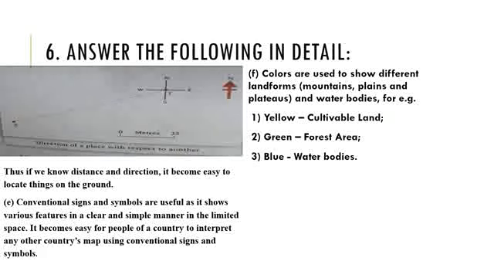E part. Why are conventional signs useful? Conventional signs and symbols are useful as they show various features in a clear and simple manner in the limited space. It becomes easy for people of a country to interpret any other country's map using conventional signs and symbols. F part. What is the use of colors in the map? Colors are used to show different landforms, mountains, plains, and plateaus, and water bodies. For example, yellow color is used to show cultivable land, green forest area, and blue for water bodies.